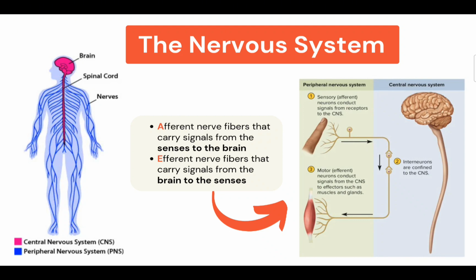While efferent carries signals from the brain to the senses, meaning that efferent gives you the action or behavior after you receive the senses or the stimuli. So with afferent, you receive the stimuli and send them to the brain. With efferent, you send the information or the responses from the brain back to the stimuli, to the senses. Alright, so this is what you need to remember for the nervous system.